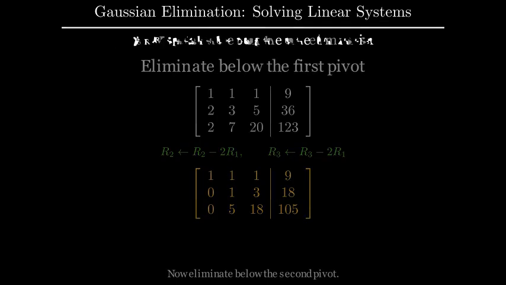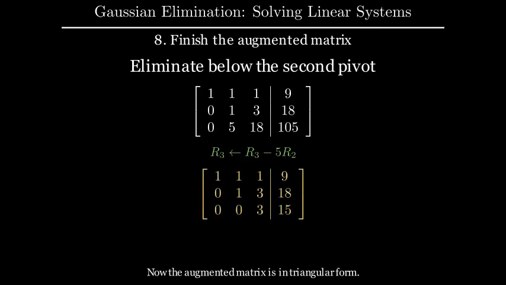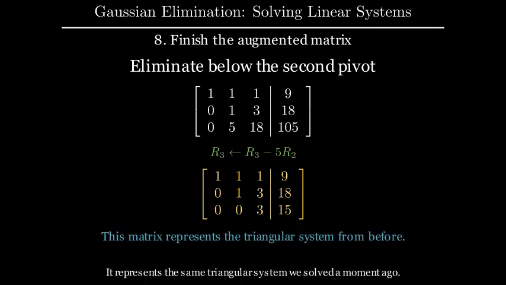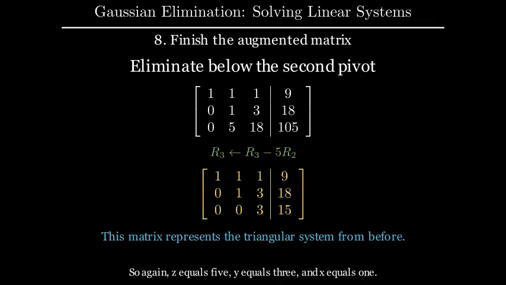Now eliminate below the second pivot. Subtract 5 times row 2 from row 3. Now the augmented matrix is in triangular form. It represents the same triangular system we solved a moment ago. So again, z equals 5, y equals 3, and x equals 1.